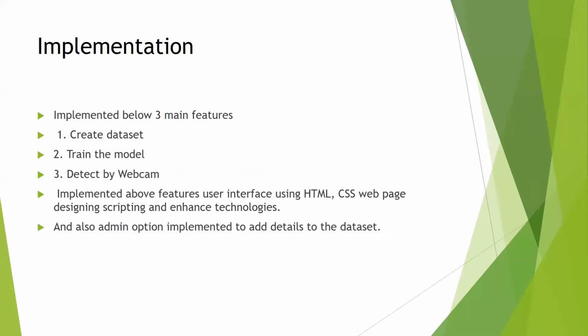I implemented three main features. One is creating the dataset, in which it will take all the image inputs of the user, and the next is training the model. Once we take the input data, we have to train that particular model to detect the person. The third one is detect by webcam. By using the inbuilt webcam, I am detecting the person. So for that we need to train the model.